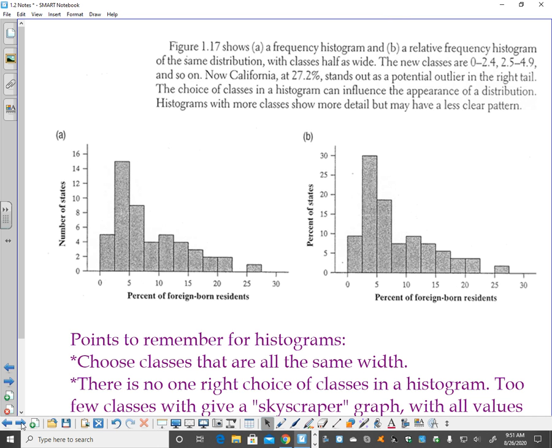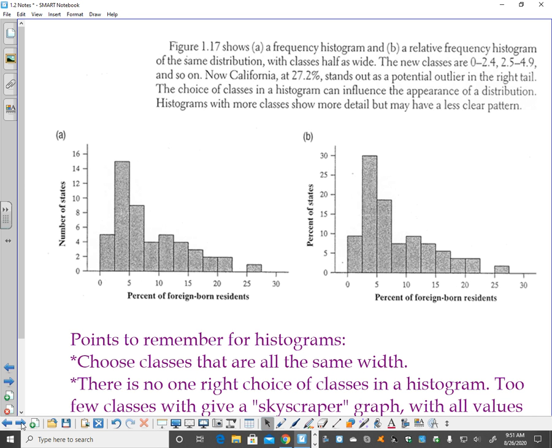Figure 1.7 shows a frequency histogram and B shows a relative frequency histogram. You should know the difference between those two. With the classes half as wide. So this is the same data, but I've taken the classes, instead of going from 0 to 5, I'm going from 0 to 2.5, and then from 2.5 to 5. So I'm splitting my classes in half. So here's what happened. California at 27.2% now stands out as a potential outlier.